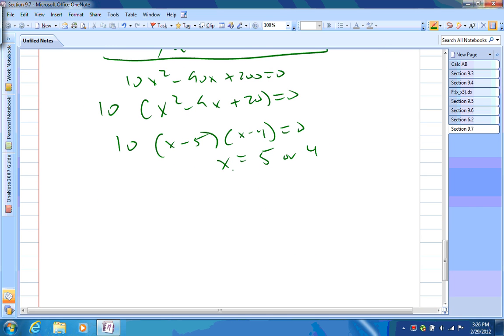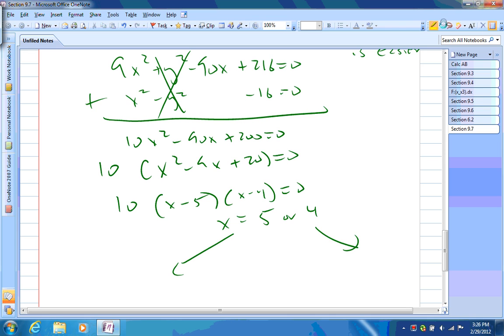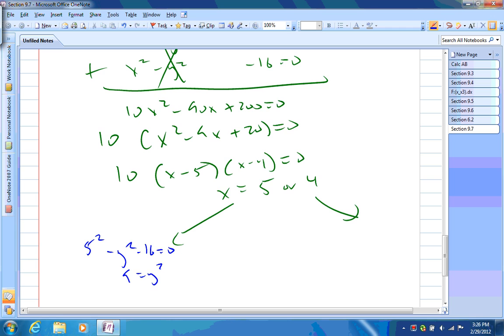So now what you want to do is figure out what y is going to be. Let's use that for substitution. So we'll change colors up. 5 squared minus y squared minus 16 equals 0. So 9 will equal y squared. Y equals plus or minus 3. Over here, 4 squared minus y squared minus 16 equals 0. So negative y squared equals 0. Y squared equals 0. Y equals 0.